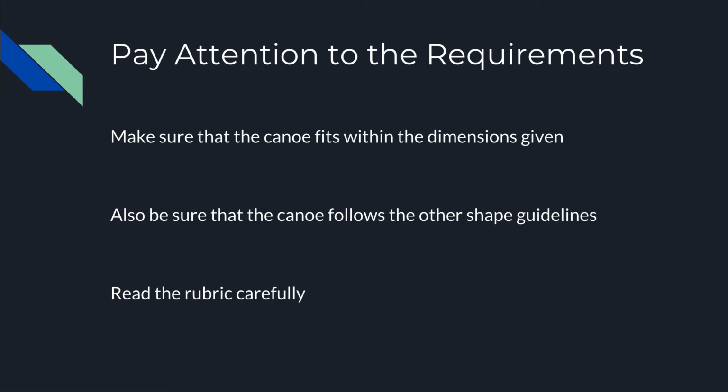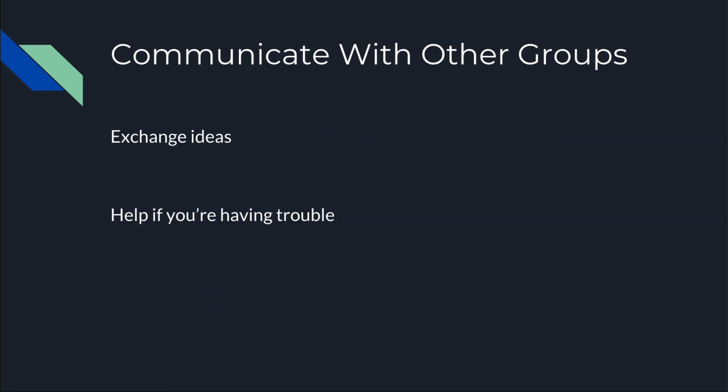Next off, pay attention to the requirements in the rubric. So make sure that the canoe fits within the size dimensions given. That's something that we kind of were pushing the boundaries with, like our width and stuff like that. Also, be sure that the canoe follows the other shape guidelines in the rubric. Things like having a V-shaped hull and just being generally canoe-shaped.